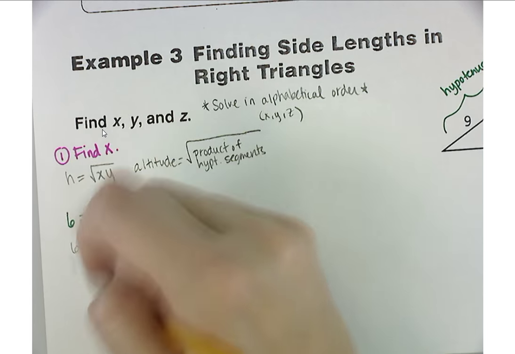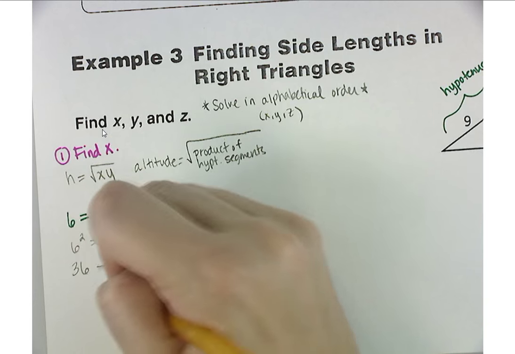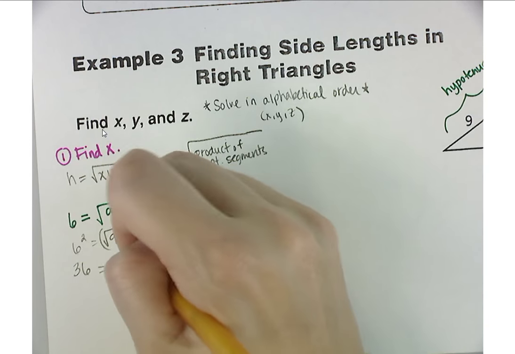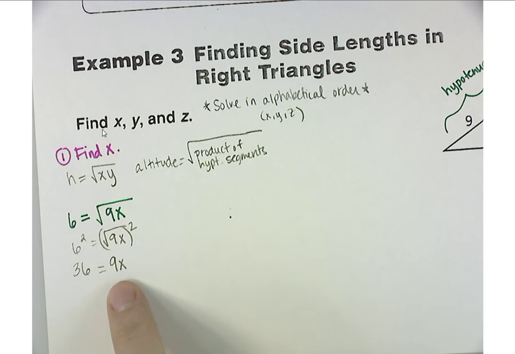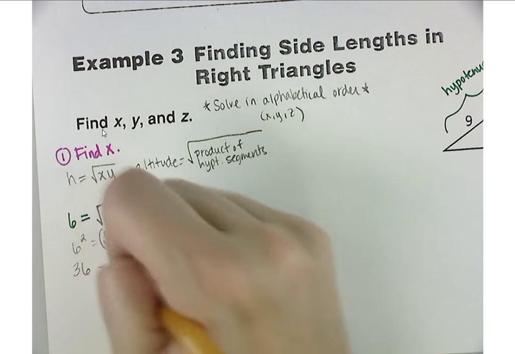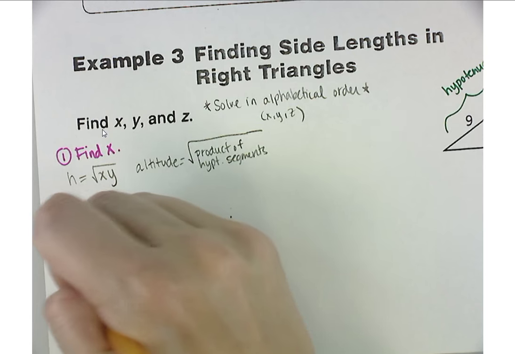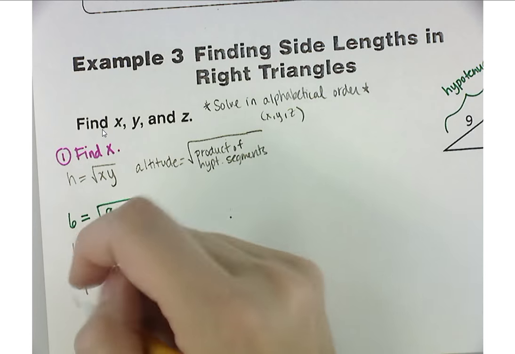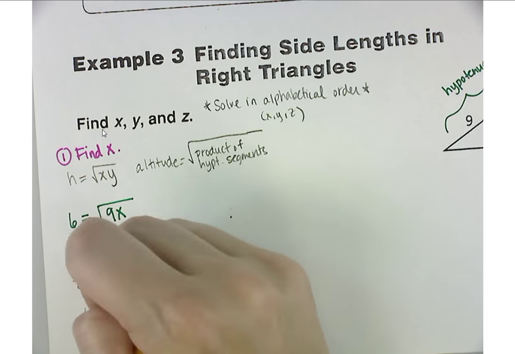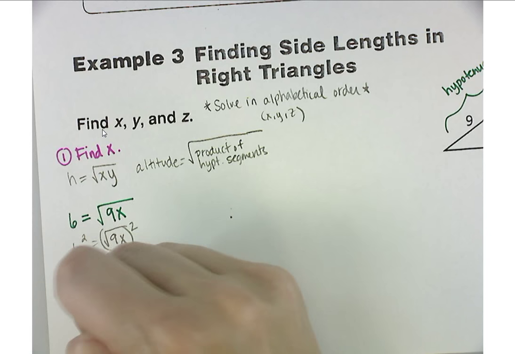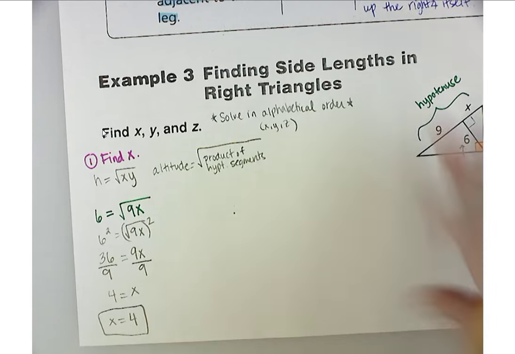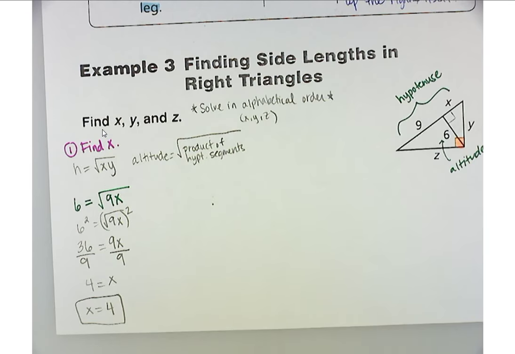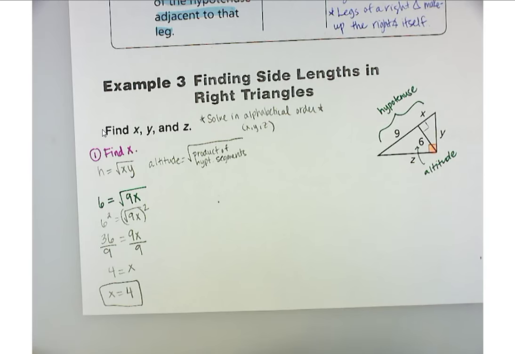6 squared is going to be 36. And then when you square the square root, you're just left with what's underneath. Okay? And then you're going to divide both sides by 9. Okay, so then your x value is going to be 4. Okay, the next thing that we're going to find is y.